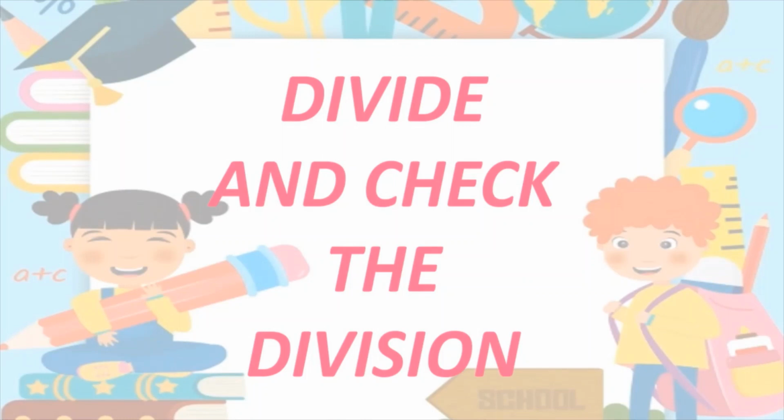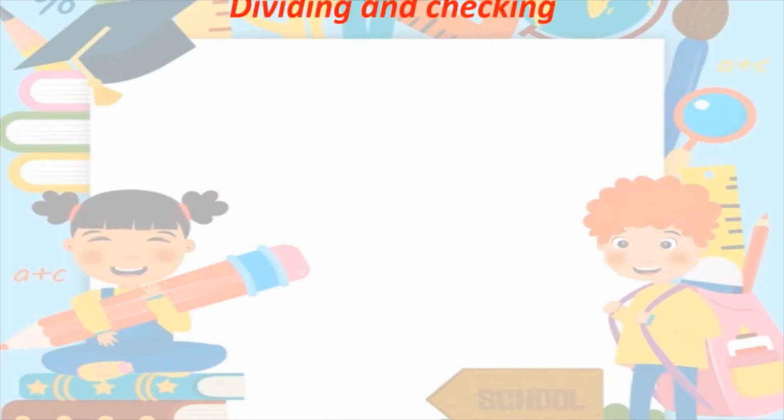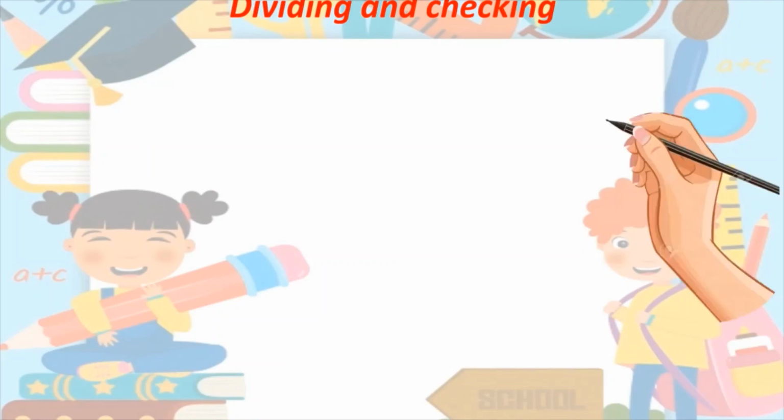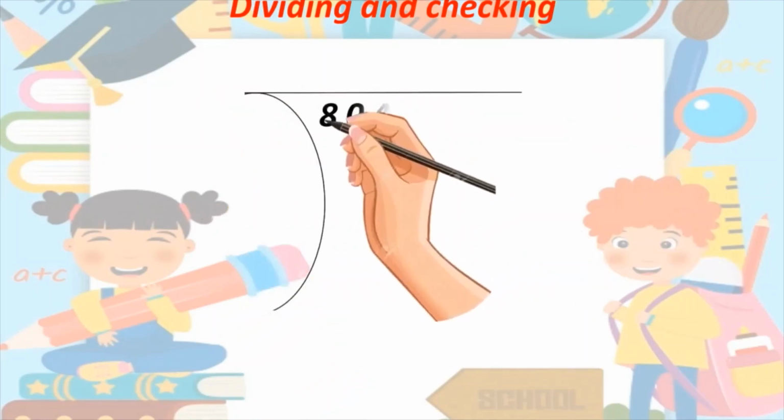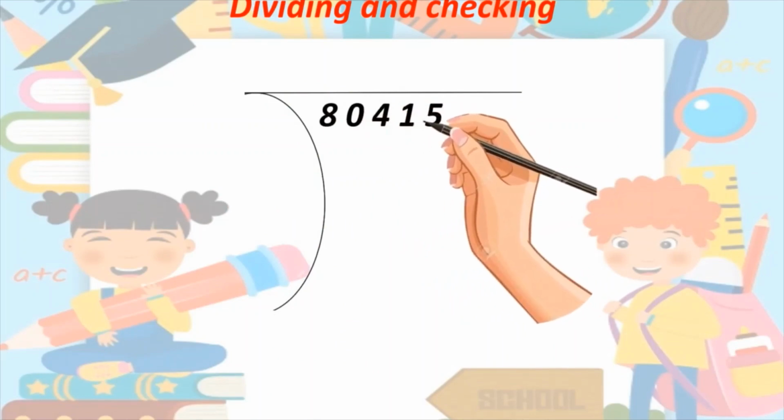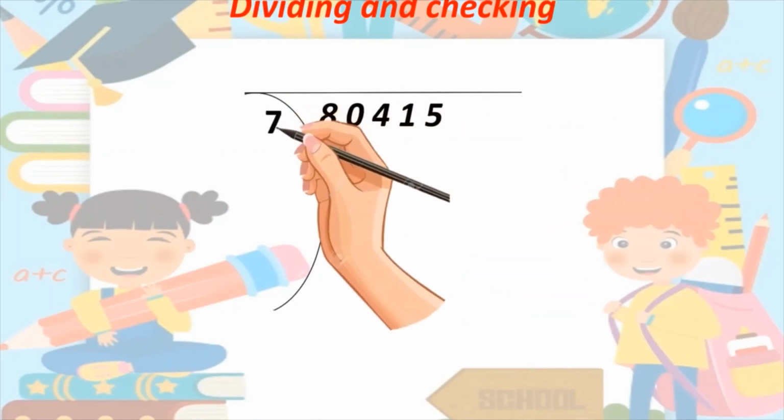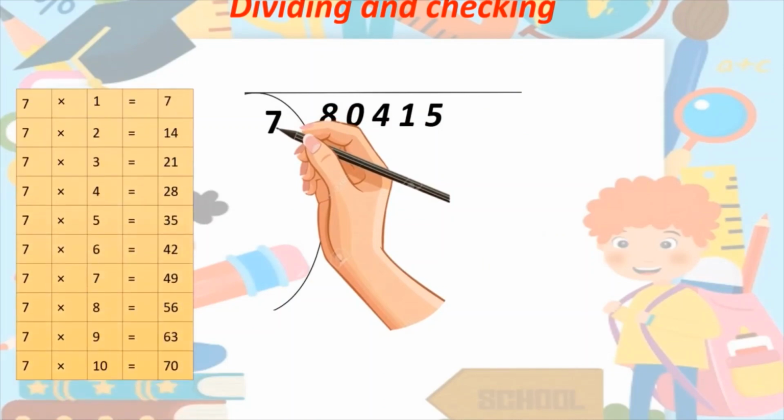Let us see. Now when we do the division, we need to remember the formula. Dividend is equal to divisor multiplied by quotient plus remainder, which I had shown you earlier. So this formula will be applicable to do the verification. Let's take a number, 80,415, which is the dividend here. 7 is the divisor. So let us divide and check our answer applying the formula.